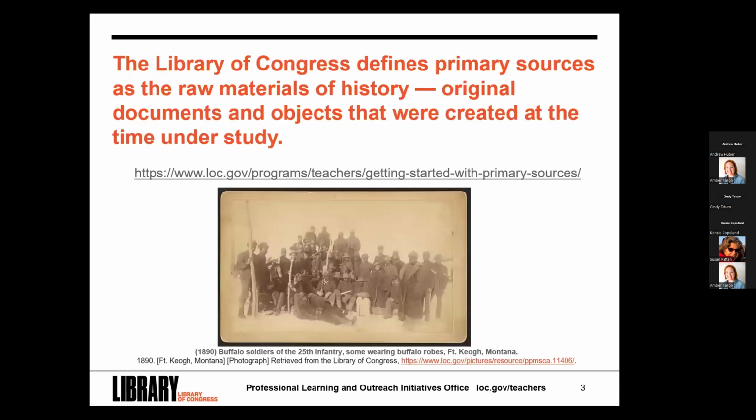Now, before we get started, let's talk about, well, what is a primary source? The Library of Congress defines a primary source as the raw materials of history, the original documents and objects that were created at the time under study. One of the things that I love about the library is that we have documents from the 1300s, 1200s. So we talk about time under study. There's a lot of time here that we can study.